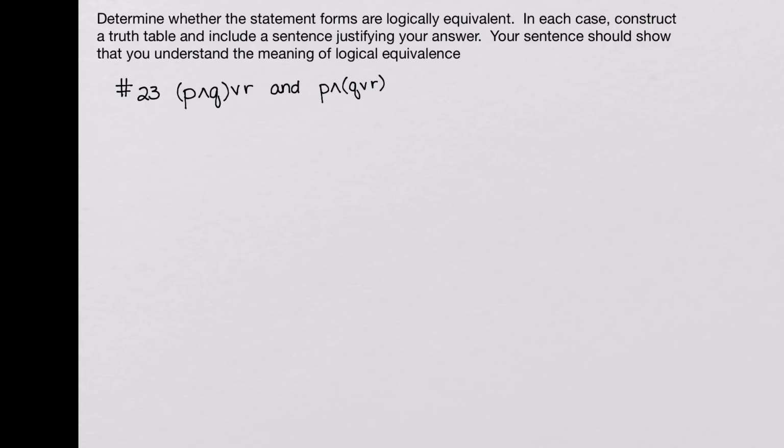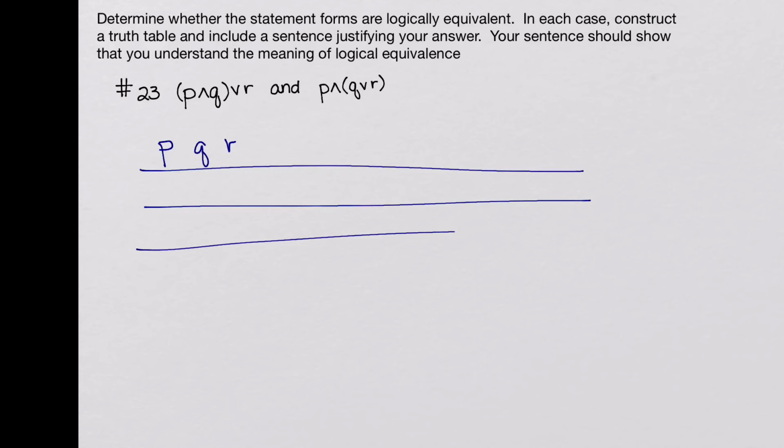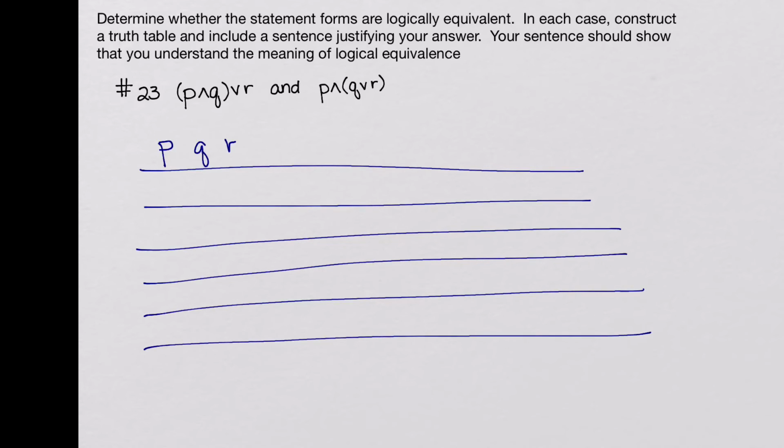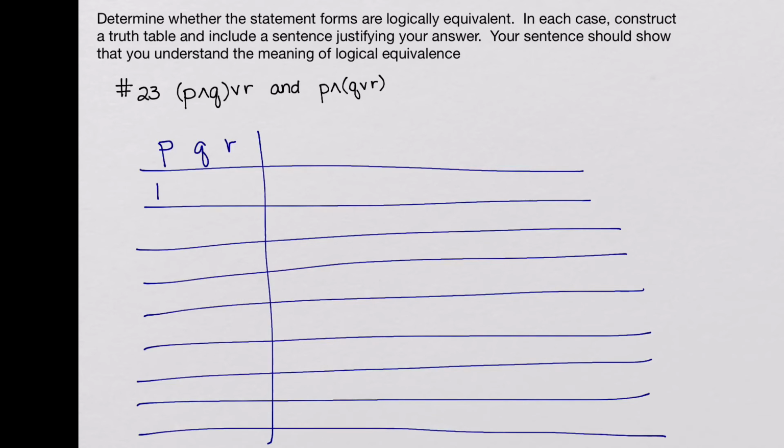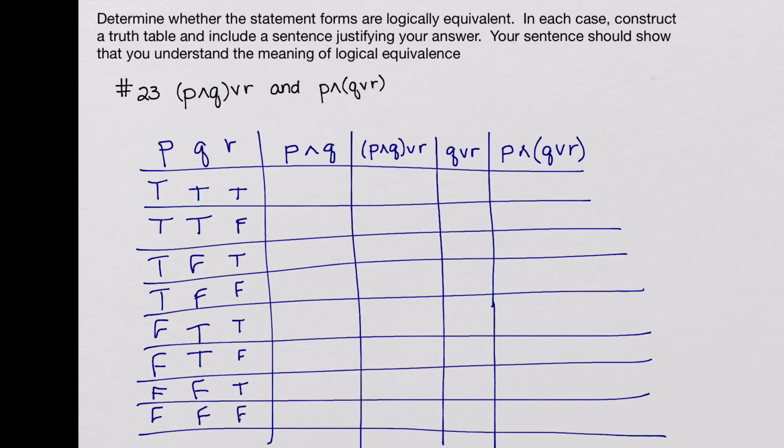Again, we have 3 variables, which means 8 rows. And if you're writing this by hand, it is a whole lot easier if you make a nice grid here. Let's see if I can do this. 1, 2, 3, 4, 5. All right, I'm going to squeeze it in there. This way I'll stay more in alignment. All right, so again, true, true, true, true, false. Okay, so I filled in all the truth values for P, Q, and R.